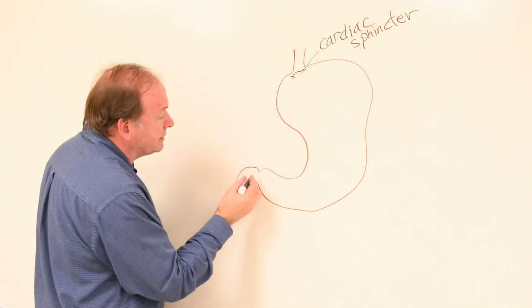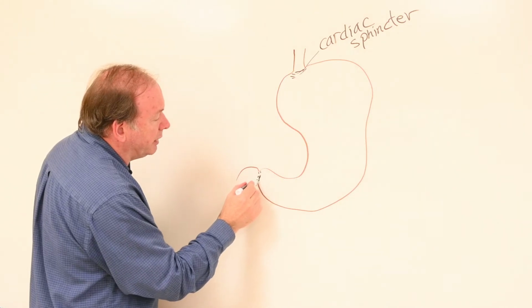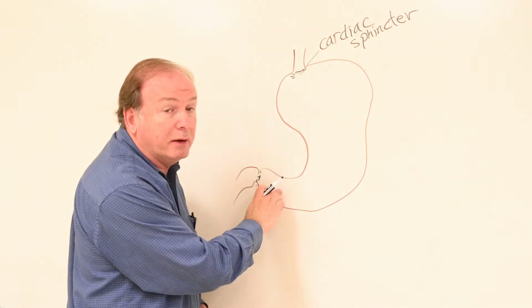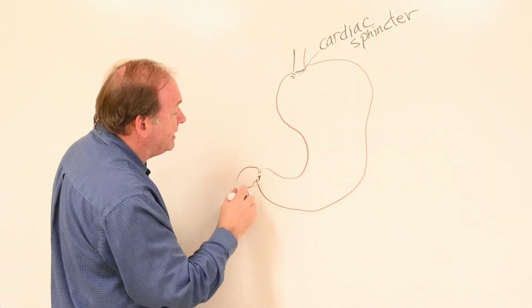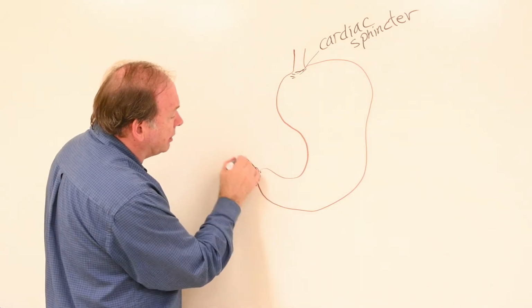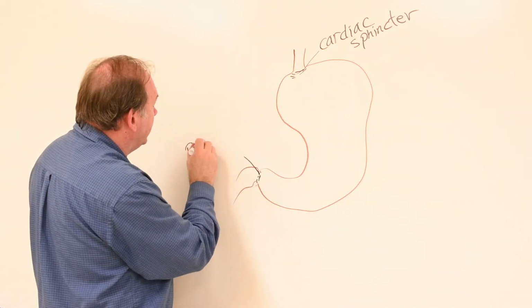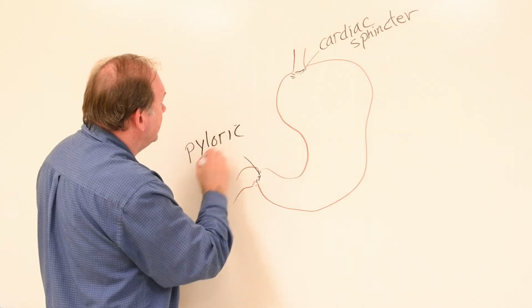Down at the other end of the stomach, there's also a muscle here that restricts movement of food out of the stomach and into the intestine. This sphincter here is the pyloric sphincter.